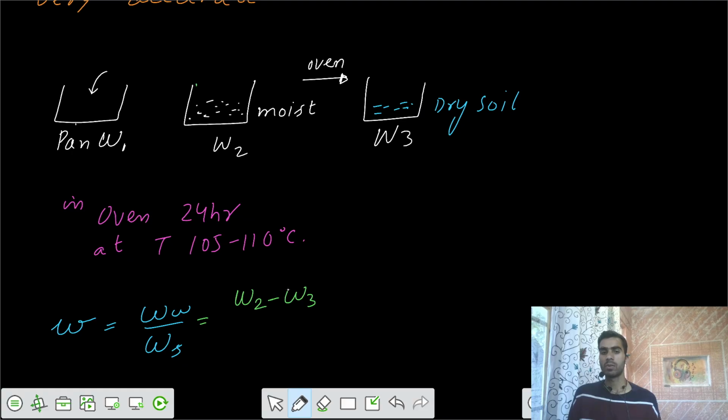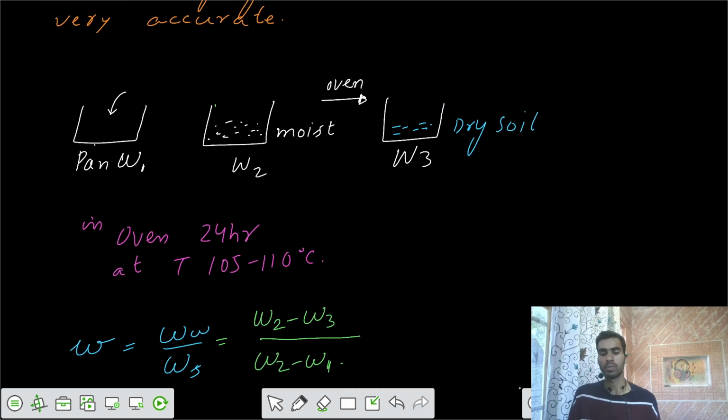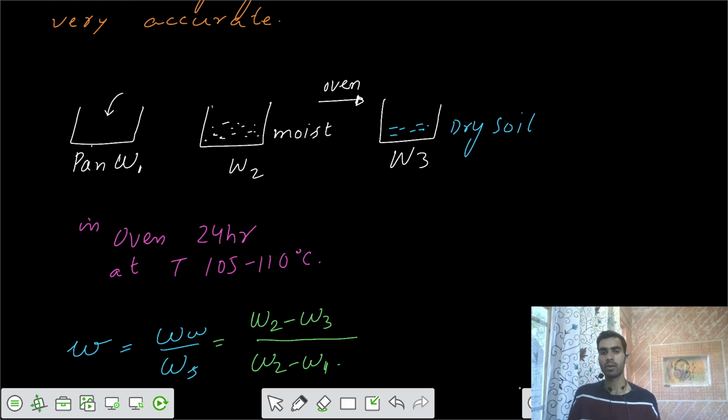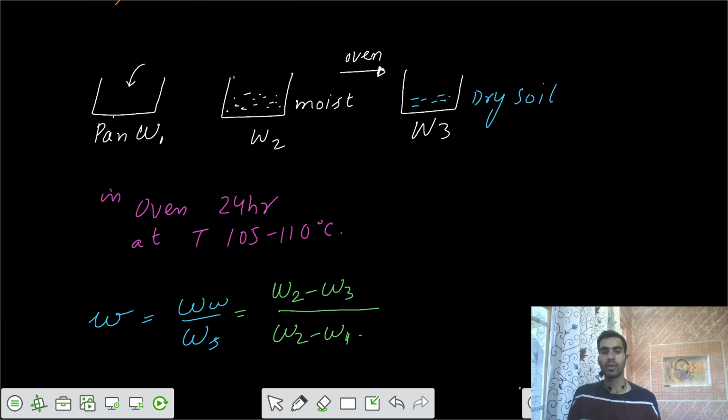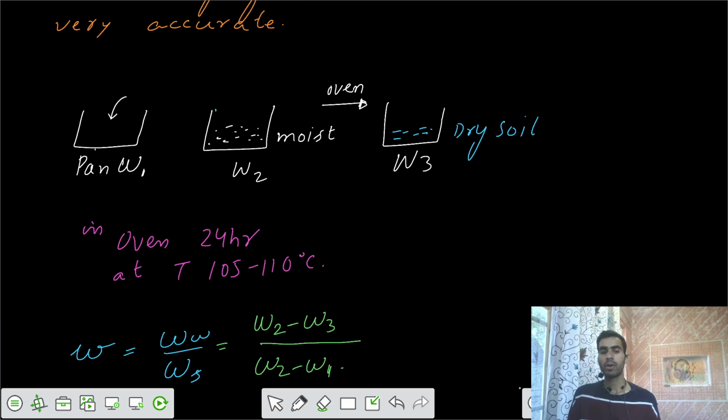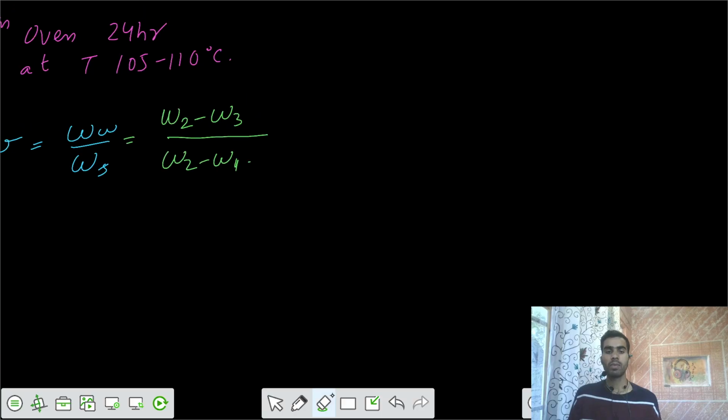So W2 minus W3 divided by weight of solids. What is the weight of solids? The weight of solids is the difference W2 minus W1. So this is the calculation for water content, and it is very easy and very accurate. And you keep the temperature in this range, 105 to 110. If you keep the temperature greater than 110 degrees Celsius, the soil also has some water inside that we call structural water.